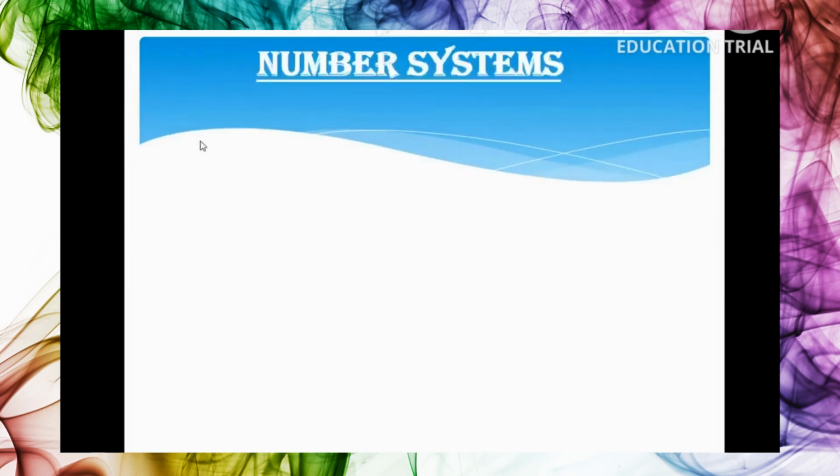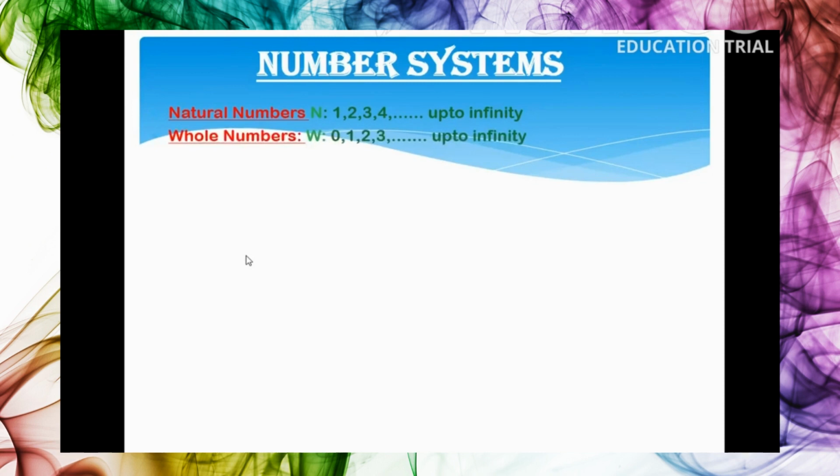Today we are discussing the basics of number systems. Basically, daily used numbers are 1, 2, 3, 4, etc., up to infinity. This set of numbers is called natural numbers. Next, the set of numbers starting from 0 and continuing as 1, 2, 3, etc., up to infinity is called whole numbers, and it's denoted using the letter W.